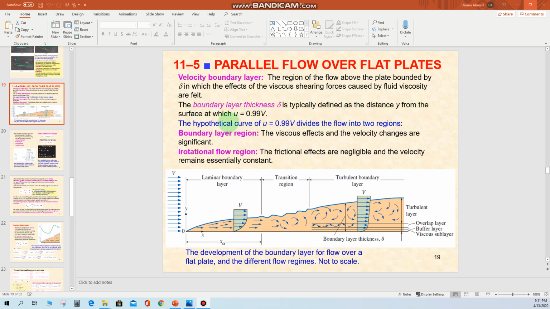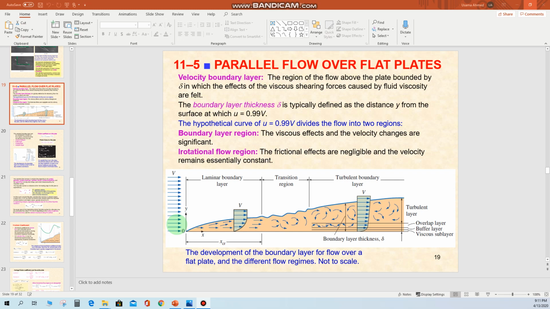Okay, so let's see, we have here the boundary layer thickness delta, which is typically defined as the distance y from the surface at which u will become equal to 0.99 of the V. Now here the V represents the velocity of the fluid, which is called the free stream velocity. So what is the free stream velocity? We discussed earlier. This is the maximum velocity of the fluid that is away from the surface of the object.